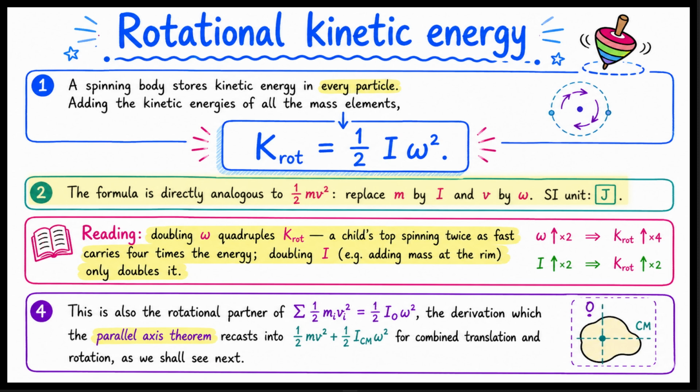The SI unit is the joule, a useful reading. Doubling omega quadruples K rot, so a child's top spinning twice as fast carries 4 times the energy. Doubling I, for example, by adding mass at the rim, only doubles it. The same expression can be derived as the sum over particles of 1/2 m_i v_i squared equals 1/2 I omega squared. The parallel axis theorem recasts this into 1/2 M v squared plus 1/2 I cm omega squared when the body has both translation and rotation, which we will see in the next slides.